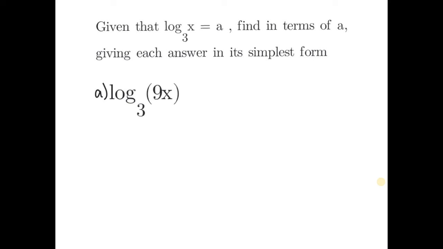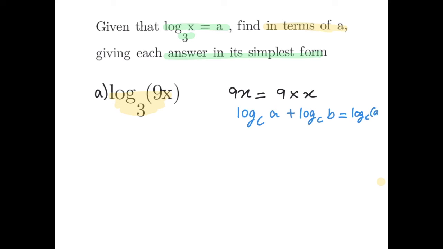So in this question, we're supposed to find the value of this expression in terms of a. And it's also given that log 3x is equal to a. We have to give each answer in its simplest form. So let's get started. We can see that 9x is in multiplication because that could be 9 times x as well. And a law of log says that log c a plus log c b is equal to log c of a times b.